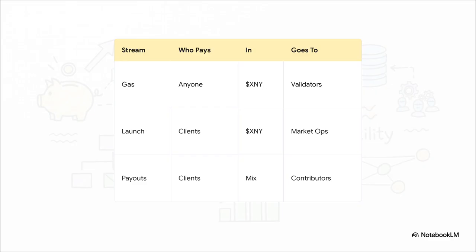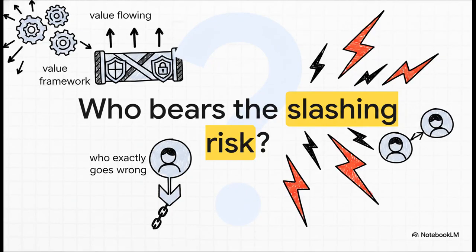But consider contributor payouts. Clients fund this, but it can be denominated in XNY, USDT, Bitcoin, or Ethereum. The protocol then automatically routes and splits those funds directly to the providers, validators, and backers seamlessly. With all this value flowing around, quality control is absolutely paramount. So you might be wondering, who exactly bears the slashing risk in this economic model if something goes wrong?